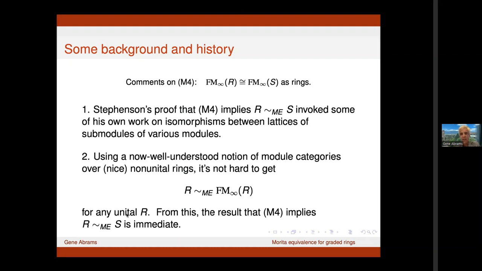A comment now is this: it turns out to show that this M4 condition implies Morita equivalence of the rings, there were some tools developed maybe 30 years ago or so where you could talk about the notion of modules over rings without identity, but rings that have local units or rings that have enough idempotents. And in that sense, what you can show is that just like any ring is Morita equivalent to the n by n matrices over R for a finite n, it turns out any ring is also Morita equivalent to the FM_infinity of R. So if you assume that the FM(R) and FM(S) rings are isomorphic, then they're Morita equivalent. And so if you assume that isomorphism, then certainly you get R is Morita equivalent to S essentially immediately.